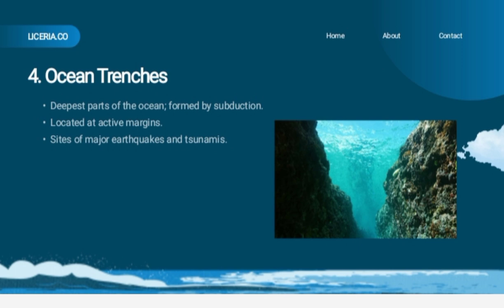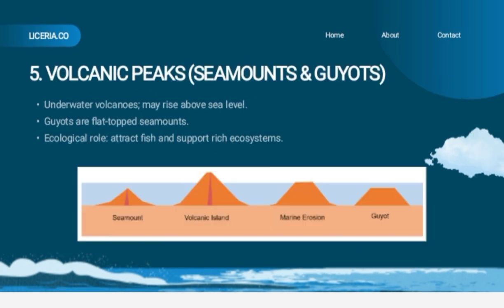Ocean trenches are often the sites of major earthquakes and tsunamis, as the movement and rupture of the plates generates seismic waves and displaces large volumes of water. Next, volcanic peaks, or the seamounts and guyots. These are underwater volcanoes. If they rise above sea level, they form volcanic islands.